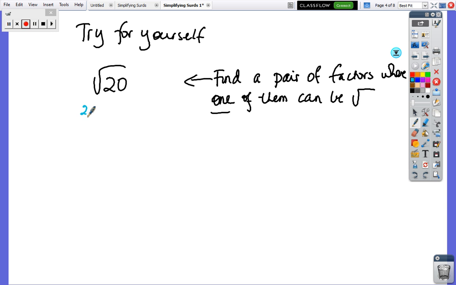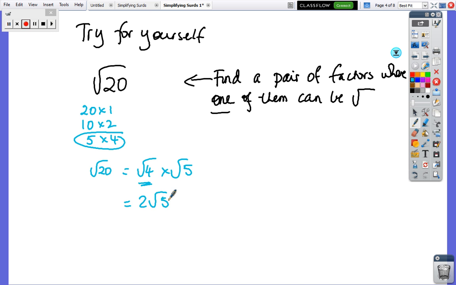Okay, so 20 times 1, 10 times 2, 5 times 4, that's all. One of those is good, the rest are not. The answer is, that's the useful one. So the square root of 20 equals the square root of 4 times root 5. So you always put the good one that square roots out the front. So that's the answer. Square root of 20 equals 2 root 5. You'll be getting plenty of practice on this.